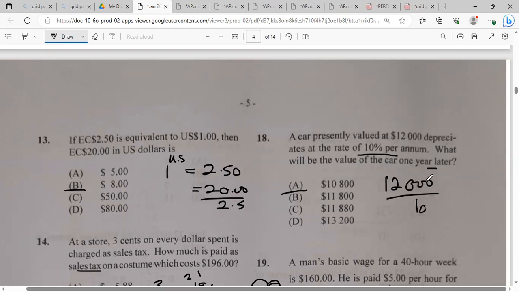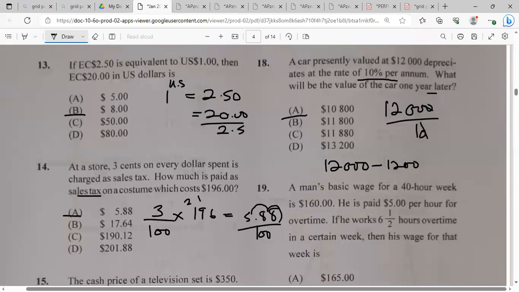So this is 1,200. So 12,000 minus 1,200. Yeah, you're right, you're right.